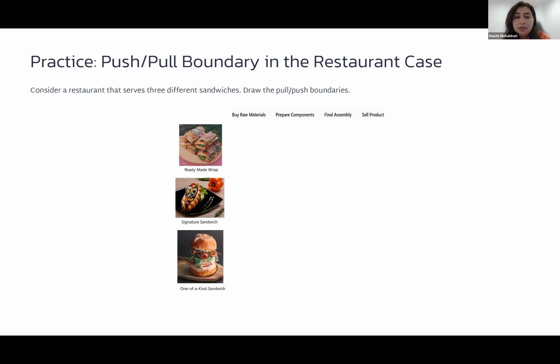And then the last one is the one-of-a-kind sandwich. Very customizable. Every single customer gets a unique sandwich if they order based on their own interest and they can order whatever they want. So it's just one of a kind. Then where are the push-pull boundaries in this example? So please think about it and then you can share your thoughts in Canvas.